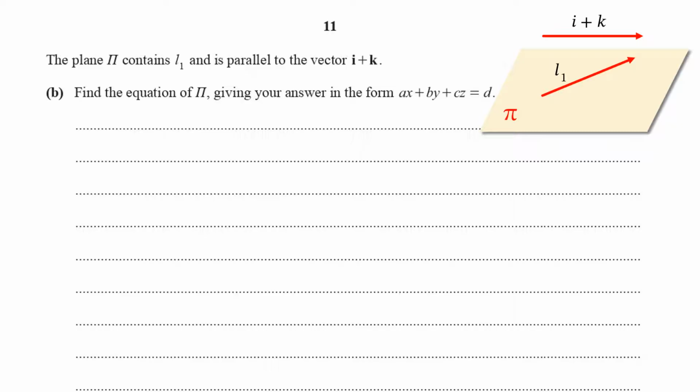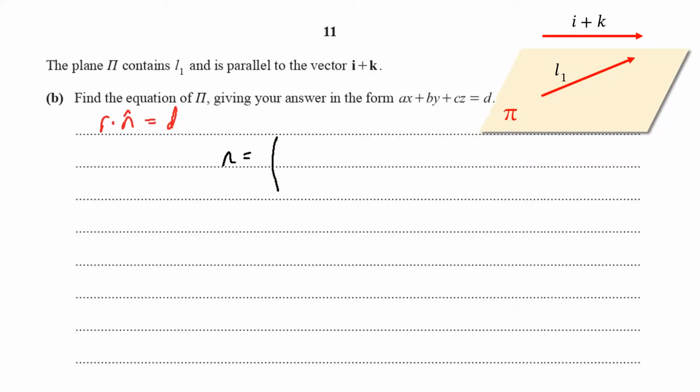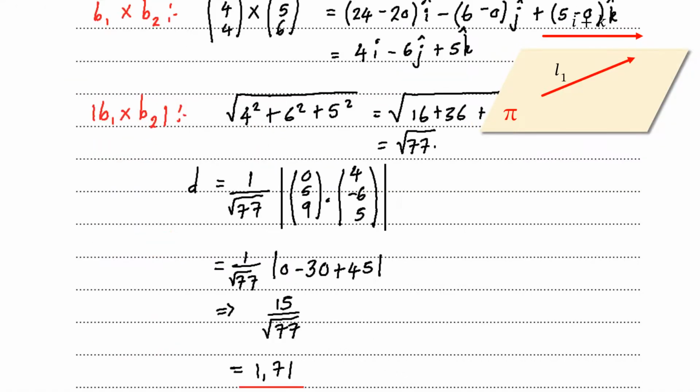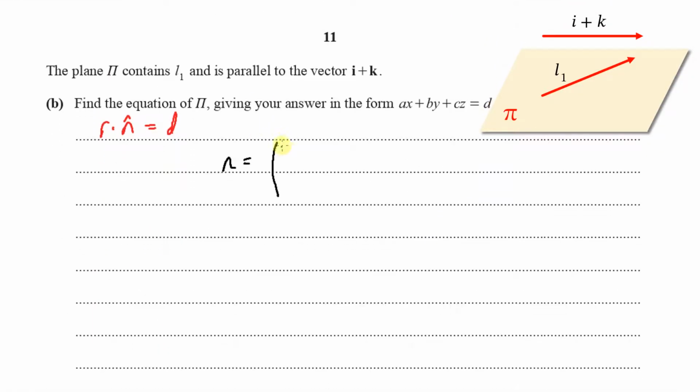Now we know that the equation of a plane is R dot N is equal to D. Now N is the normal, and in order for us to work out the normal of the plane, we would need at least 2 vectors on the plane. And these 2 vectors can be the direction vector of L1, which is (1, 4, 4). So we can have (1, 4, 4) here.